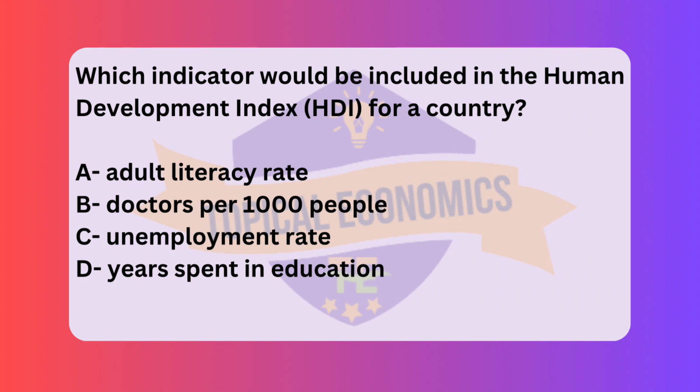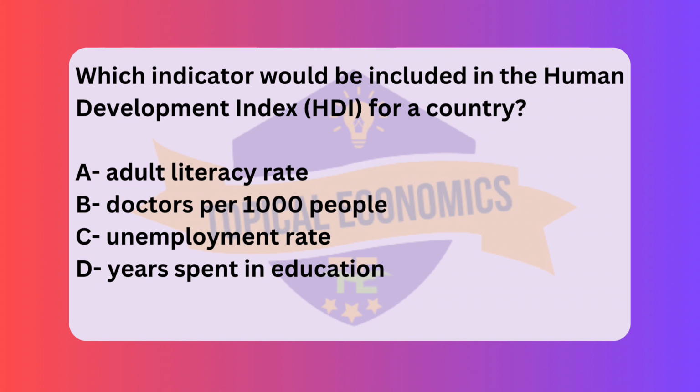Analyzing the other options. Option A. Adult literacy rate is incorrect. Although the adult literacy rate is a good indicator of education, it is not directly included in the HDI. The HDI uses mean years of schooling and expected years of schooling instead.